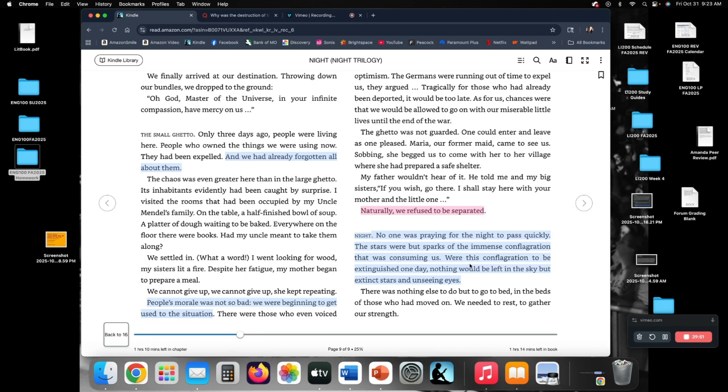"The stars were but sparks of the immense conflagration that was consuming us. Were this conflagration to be extinguished one day, nothing would be left in the sky but extinct stars and unseeing eyes." Conflagration, sorry. It's just a word I know and have seen a lot, but I don't know that I've ever spoken it out loud, just to be honest.